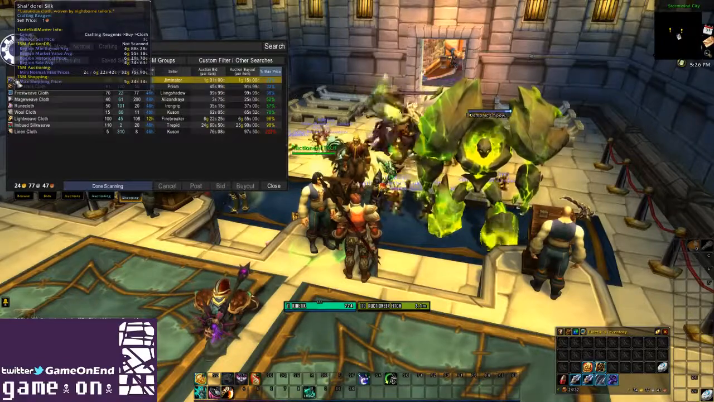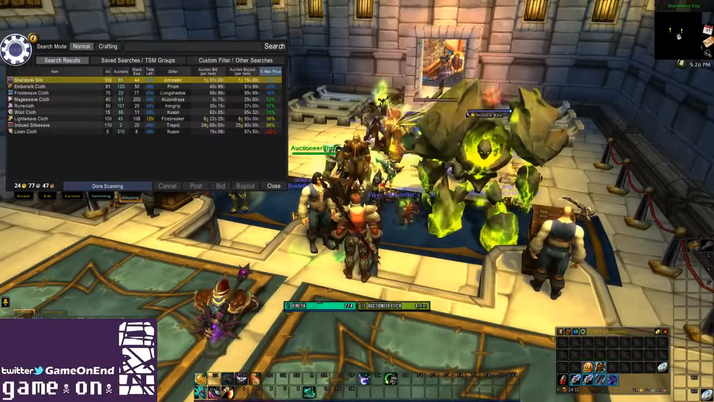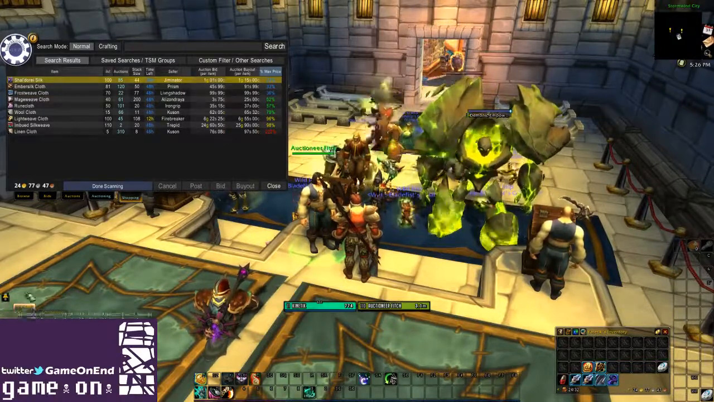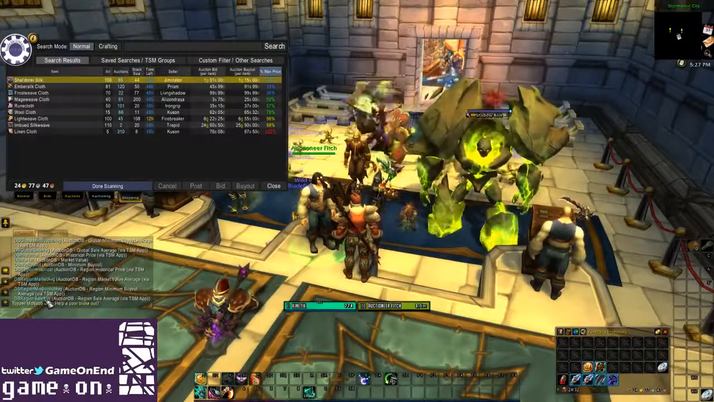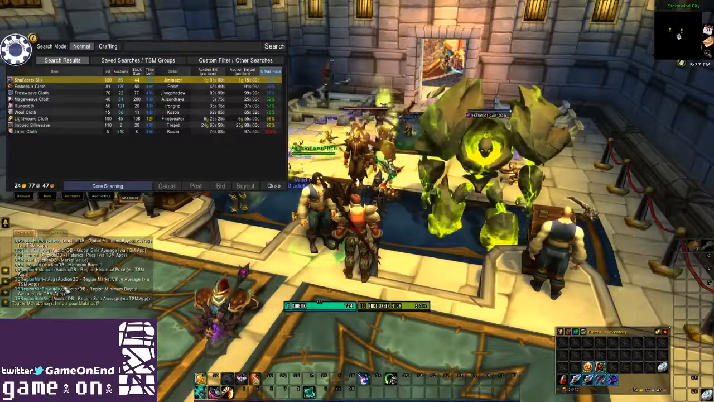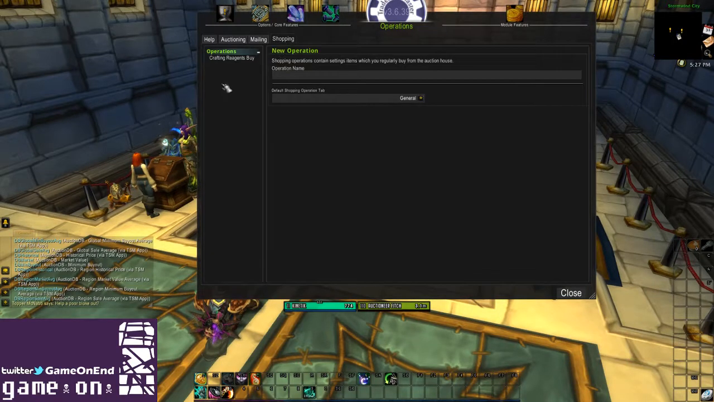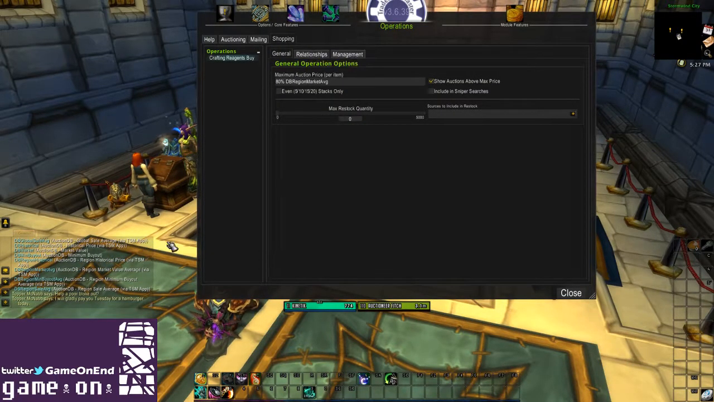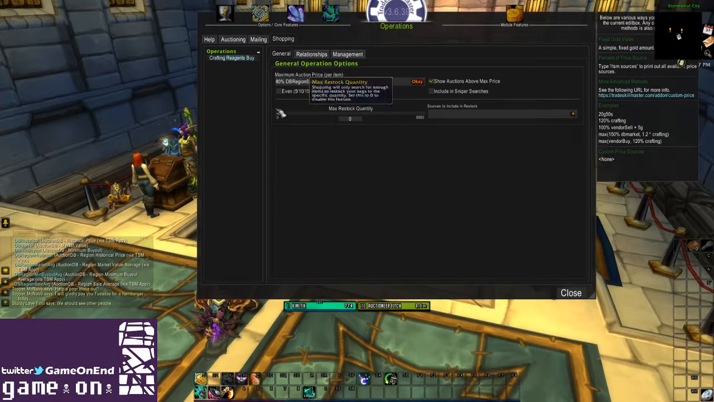So to find out what the price is for that, we type /TSM sources, and we can see in the list here at the bottom we have DB region sale average. Okay, so let's take a look here, and in our shopping operation, let's change this to the region sale average, which will give us a more realistic price that people typically are willing to pay for this.